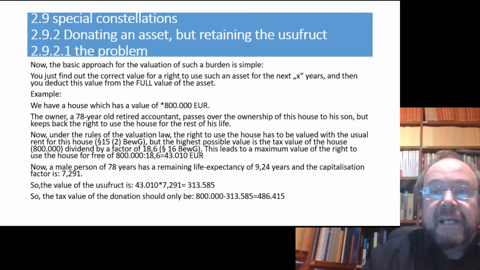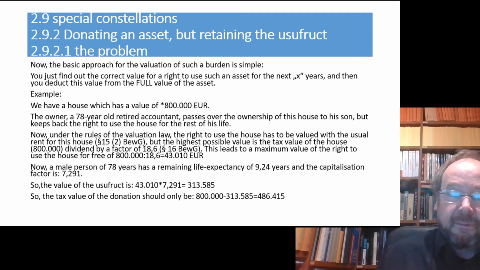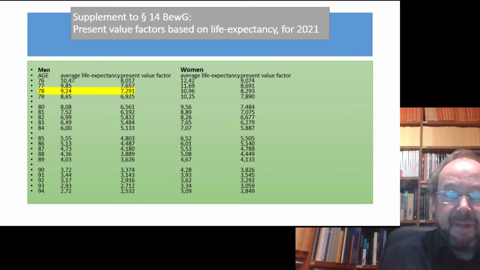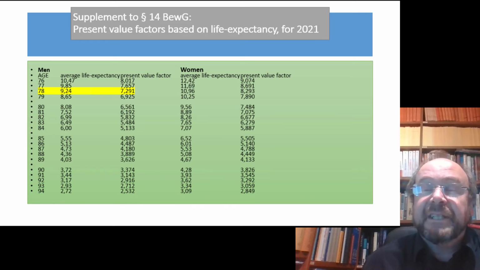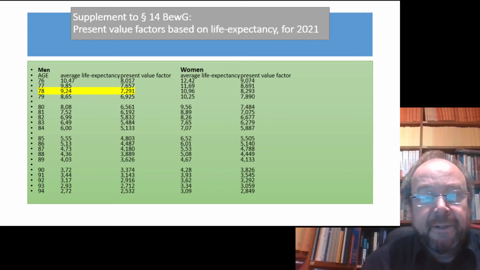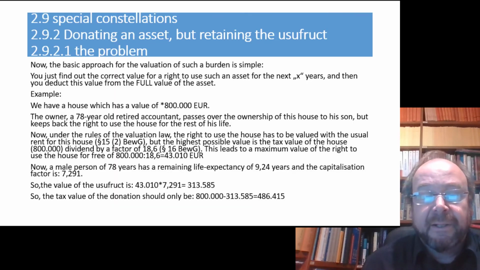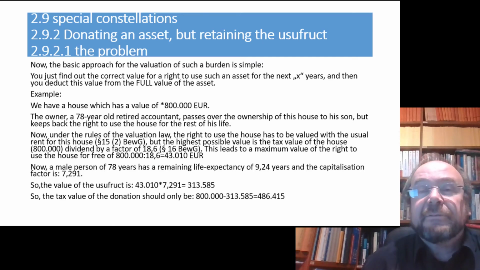Now, according to the table here, we can find out a male person at the age of 78 has, according to the statistics up to date in 2021, still a life expectancy of 9 years and 0.24, so approximately 9 years and 3 months. And the discounting factor for annual advantage is 7.291. That brings us to the idea that if we know the right to live in that house for free, we can multiply that with that factor and get the value.